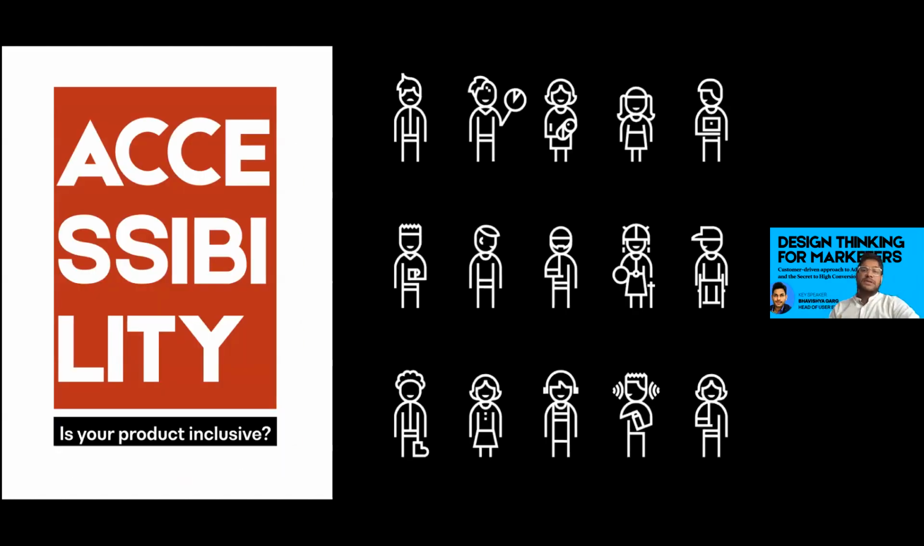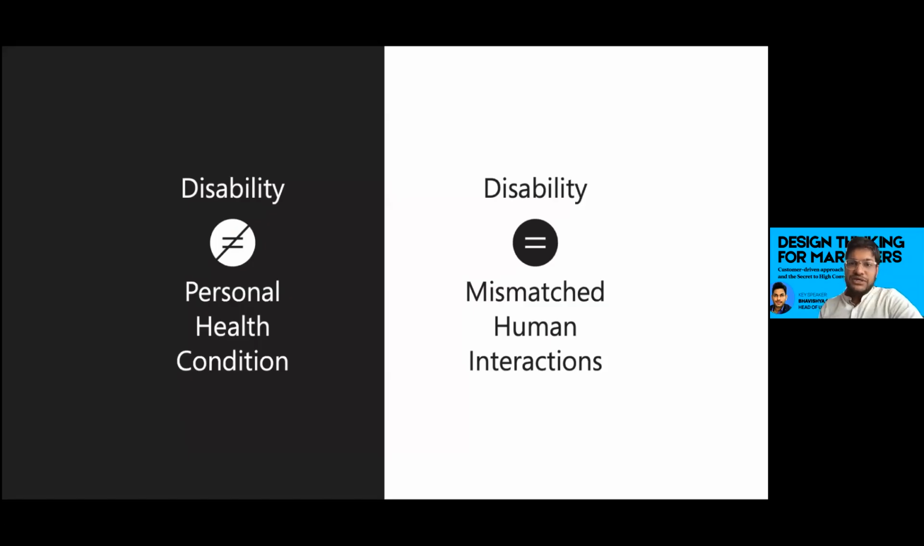And the eighth and ninth and final point is accessibility. Is your product inclusive? So disability doesn't mean that the user necessarily has a personal health condition. It could also mean there is a mismatch between the human interaction and the computer, right? What do I mean by that?